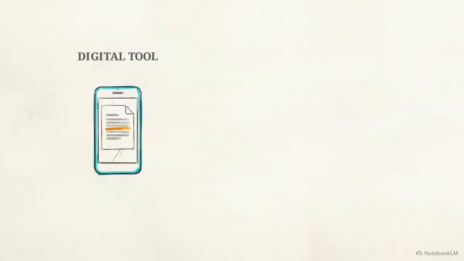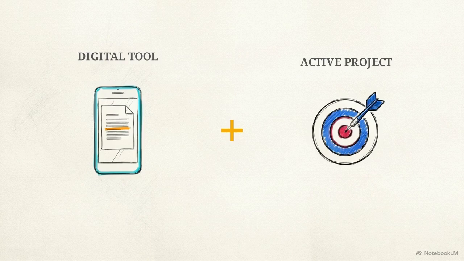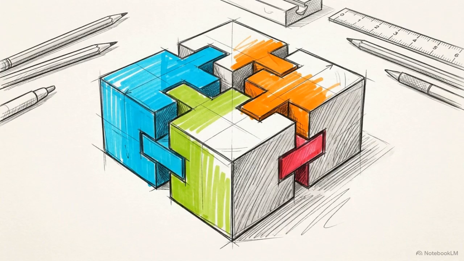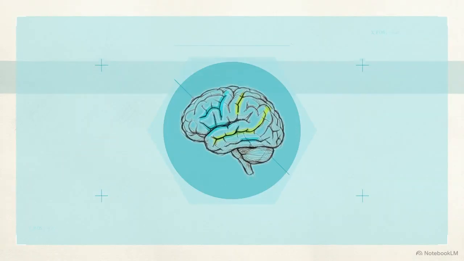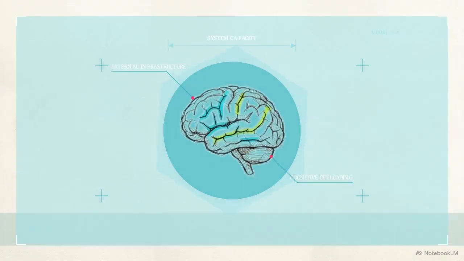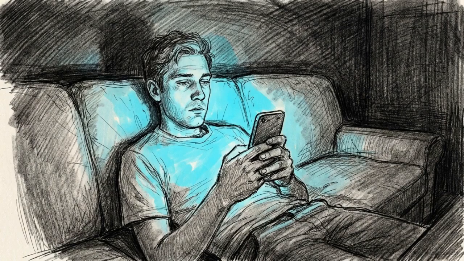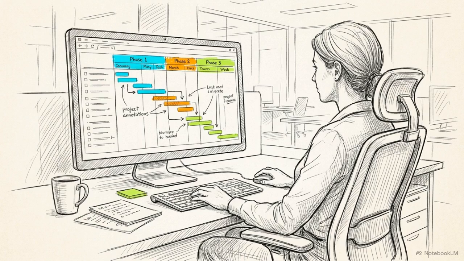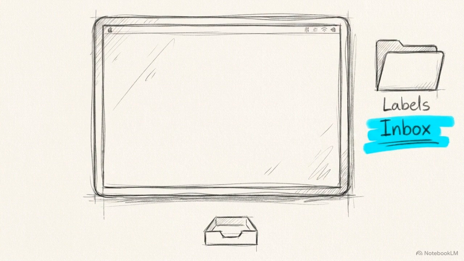To bridge this gap, you only need two things: a digital note-taking app and one active project you are currently working on. Once those are in place, you can implement the CODE framework: capture, organize, distill, and express. This is the structural blueprint for building a second brain. Installing this system shifts your role from a passive consumer of information to a creator who consistently builds tangible assets from what they learn. The first step is capture.